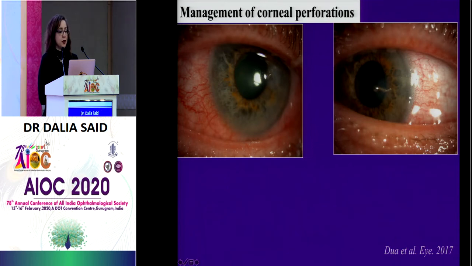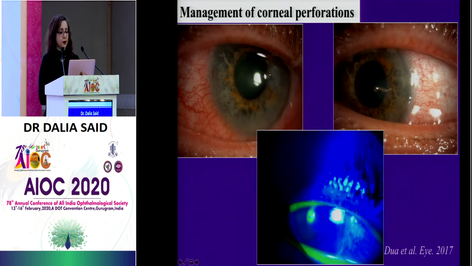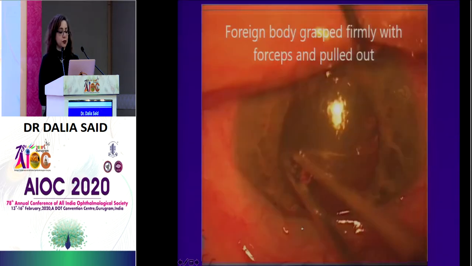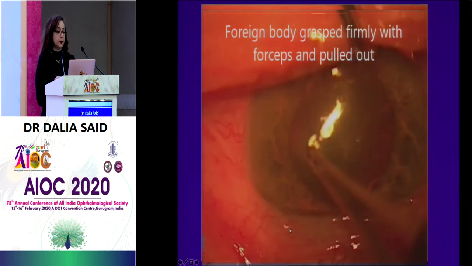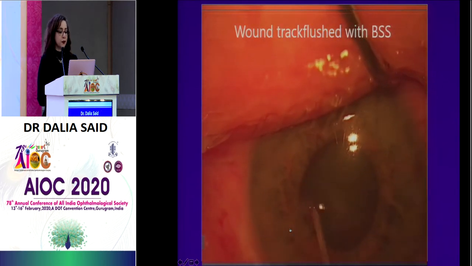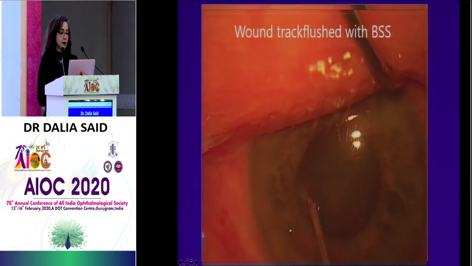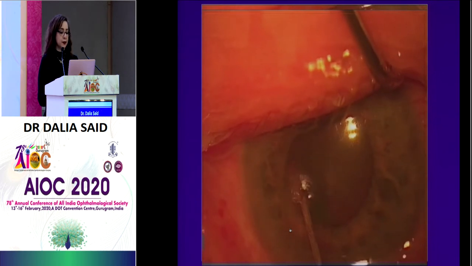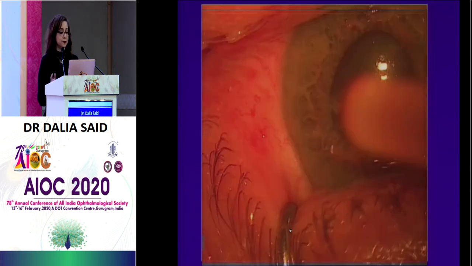This is another patient who had a metal injury. And that metal injury was taken out, and then fibrin glue was used to seal the defect. So this is the video. Here is the metal being taken out, foreign body, very brisk leak. So the wound was flushed with BSS. And you can see here, very brisk, rounded hole.